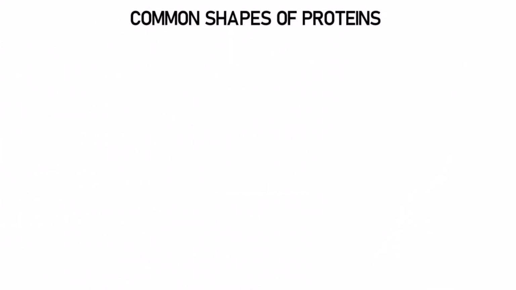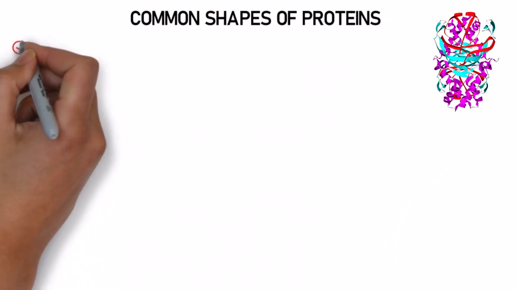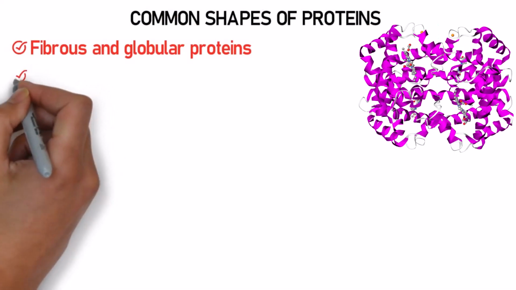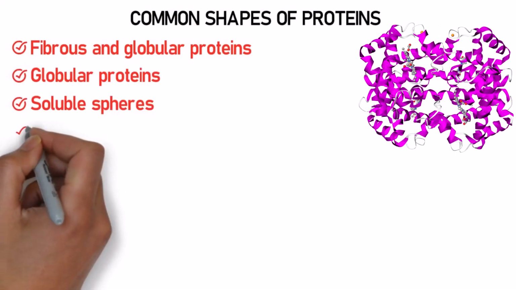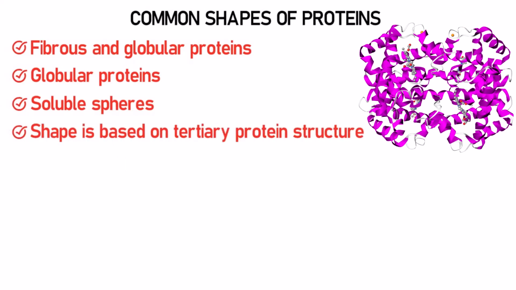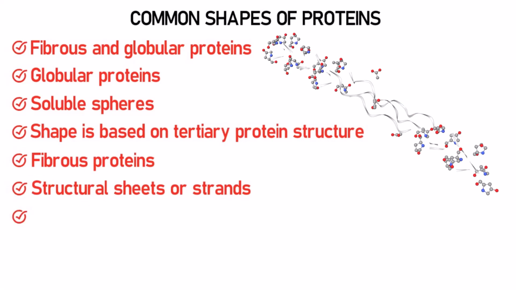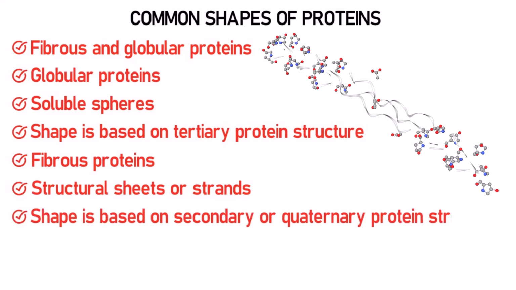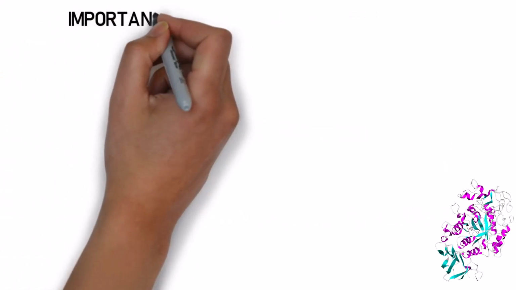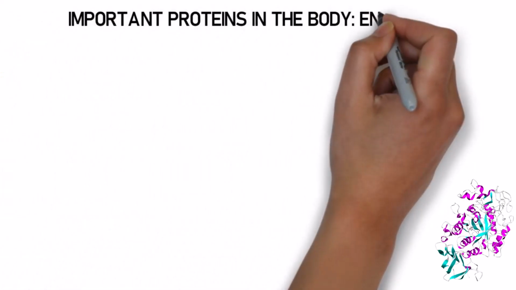Common shapes of proteins include fibrous and globular proteins. Globular proteins are in the form of soluble spheres whose shape is based on the tertiary protein structure. Fibrous proteins are in the structural sheets or strands whose shape is based on the secondary or quaternary protein structures. Important proteins that function within the human body are enzymes.